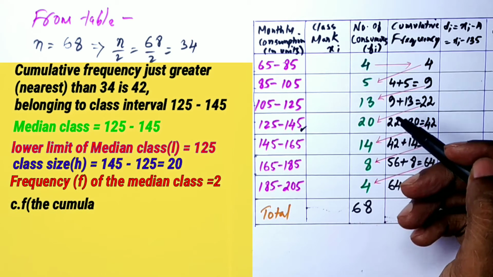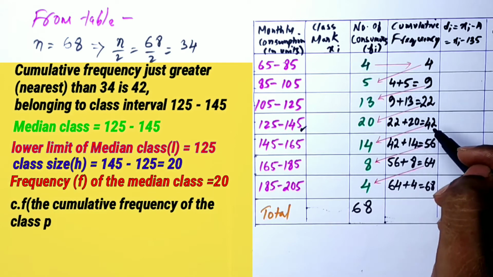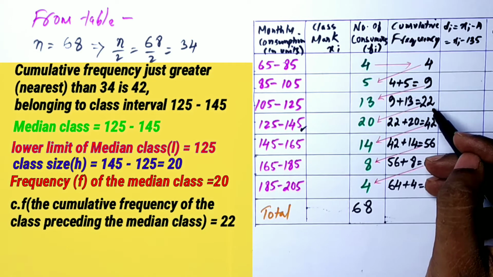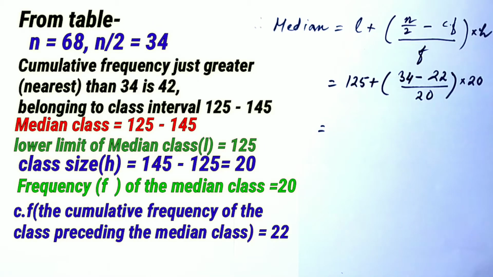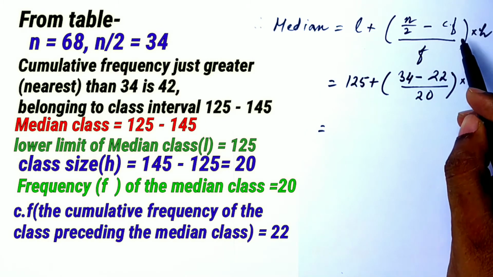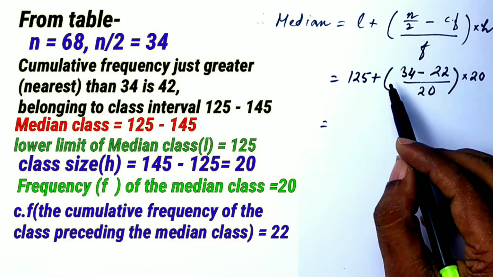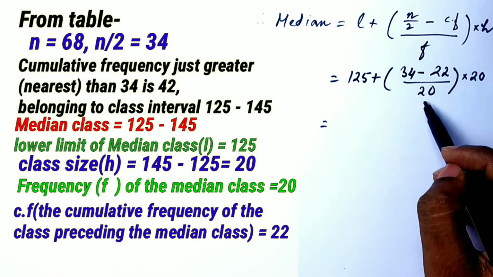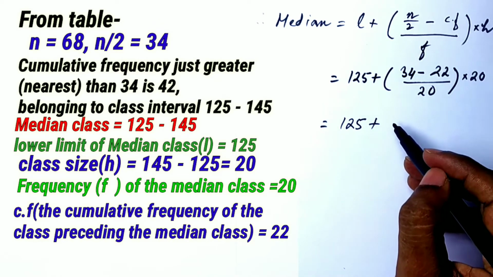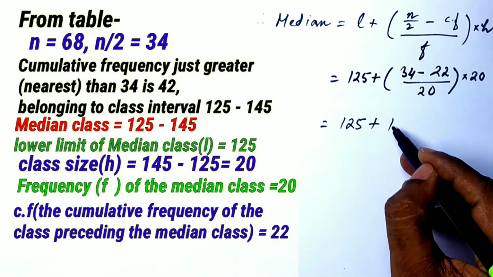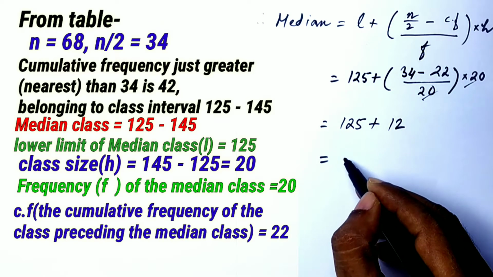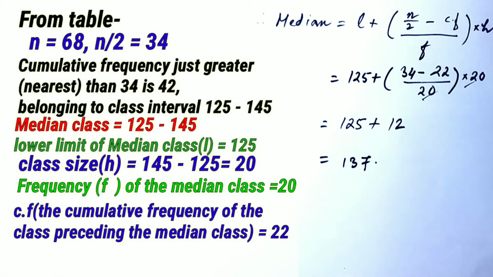The cumulative frequency of the class preceding the median class is 22. So we substitute the values in the formula: median equals L plus (n by 2 minus CF) divided by f, into h, which is 125 plus, within brackets, 34 minus 22, divided by 20, into 20. 34 minus 22 is 12. 20 and 20 we can cancel both. We get 137. Therefore the median is 137.